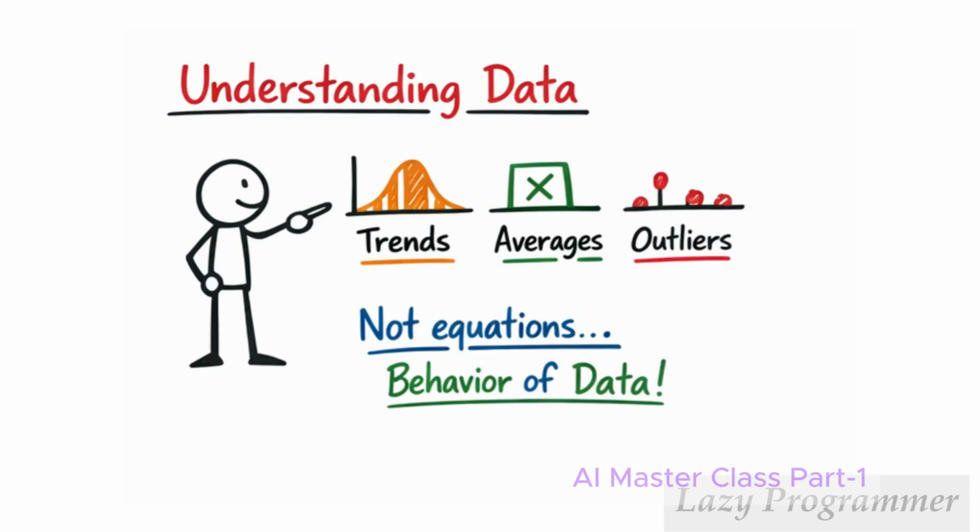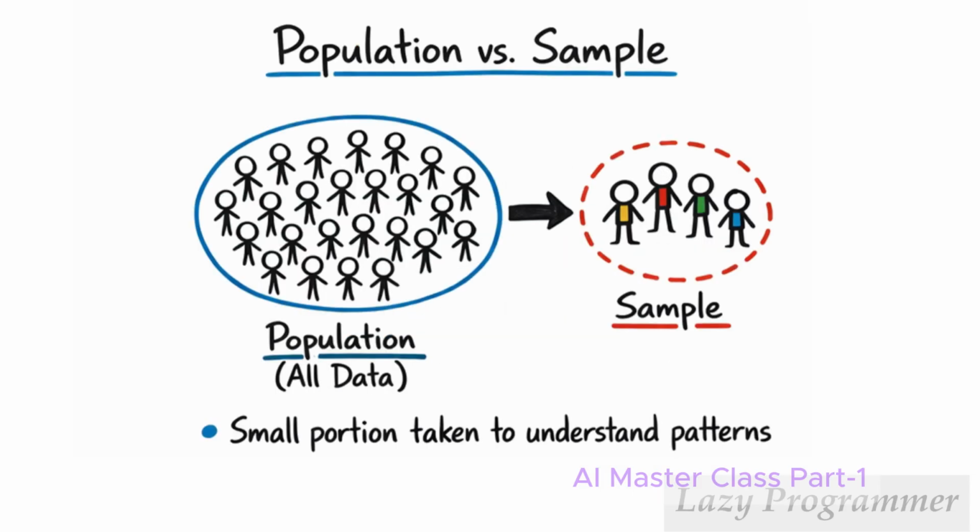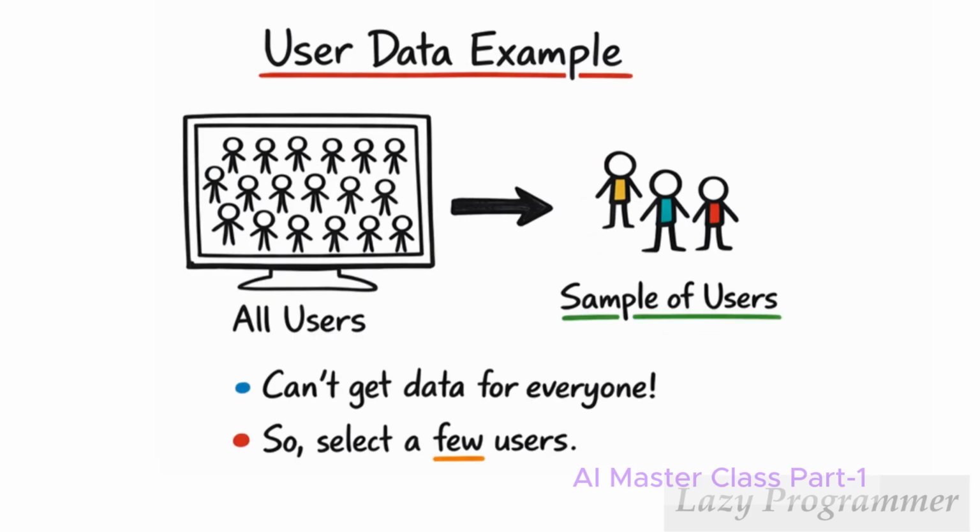So let us start with the most basic concepts first, population and sample. Population is the entire set of data taken as a whole, but a sample is a small portion taken from that population to understand the pattern. For example, if you want to understand the behavior of all the users on a platform, then all user data is a population, but in reality, you will never have data for everyone, right?